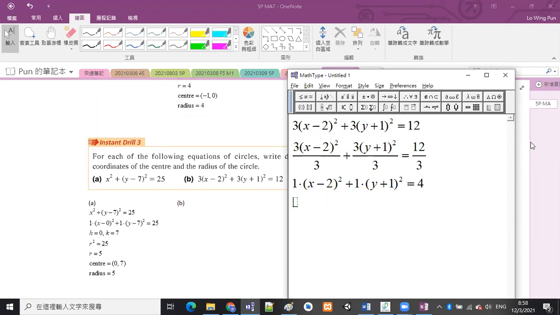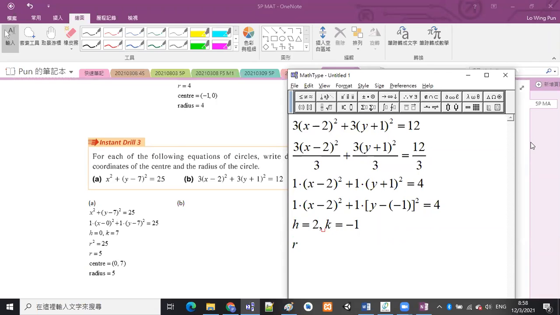But we have y plus 1, so we need to change it to y minus negative 1 bracket square is equal to 4. Okay, and now it is in a good form. It's 1 times x minus h bracket square plus 1 times y minus k bracket square is equal to a number. Then the h value is the x minus number, that is 2. And the k value will be the y minus number, that is negative 1.